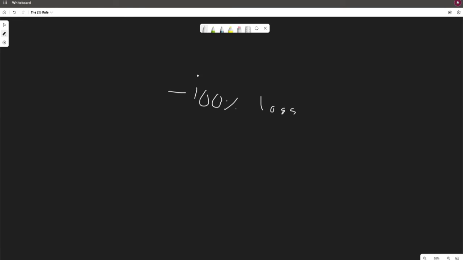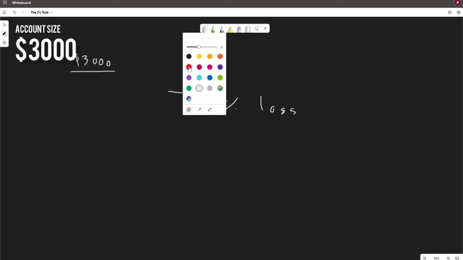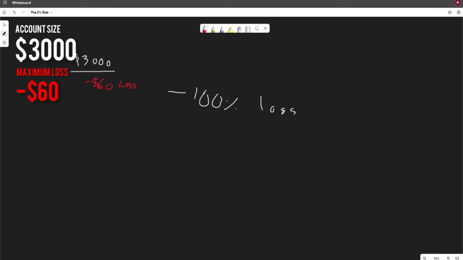So how much can you put into this trade? If your account size is $3,000 and your max loss is $60, you have to make sure that this negative 100% on your options will only equal $60 since that's 2% of your account. So this one's pretty easy. You can put up to $60 into this trade, right? So if this goes to zero, you're only losing $60.